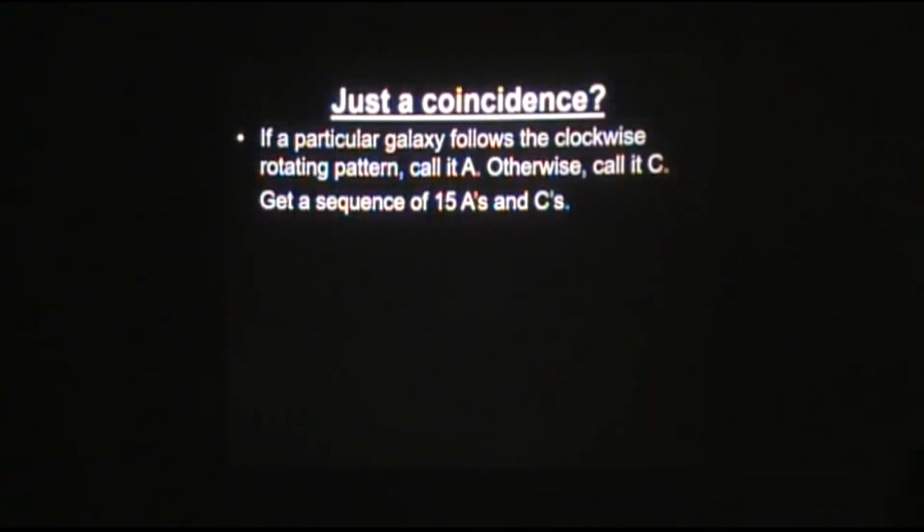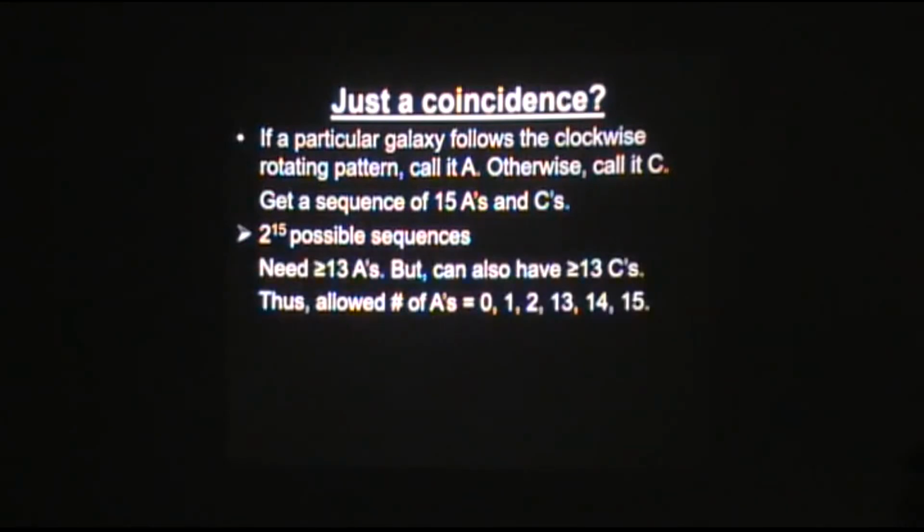So just to give you an idea of how unlikely these things are, if you assume that there are going to be 15 galaxies within a plane, you observe 13 of them to be rotating in the same sense. So if you call a galaxy A if it's rotating in a certain way and C if it's rotating the other way, you get a sequence of 15 A's and C's, and the trick is to get more than 13 A's or more than 13 C's basically. So there's going to be about 30,000 sequences, and that means you're allowed this number of A's, right?